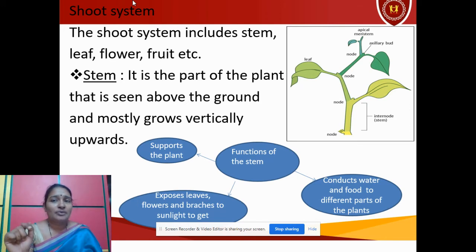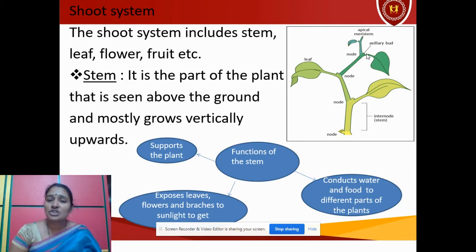Next, at the tip of the stem, you can find an axillary bud. Because of the axillary bud only, the plant can grow, meaning the stem can grow taller, lengthwise. Now, what do we mean by stem? It is the part of the plant that is seen above the ground and always grows vertically upwards. Who is responsible for growing vertically upwards? The axillary bud. You can see a small bud here. Yes, this is the axillary bud. Because of the axillary bud only, the stem can grow vertically upwards.